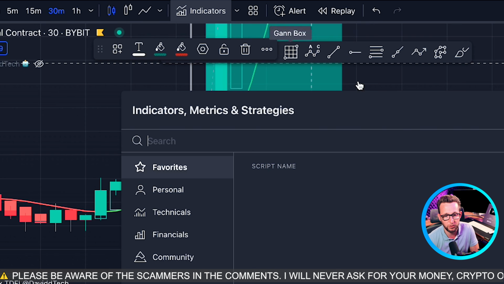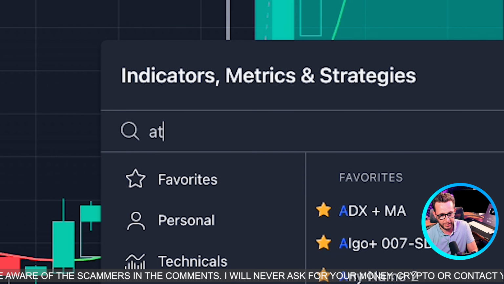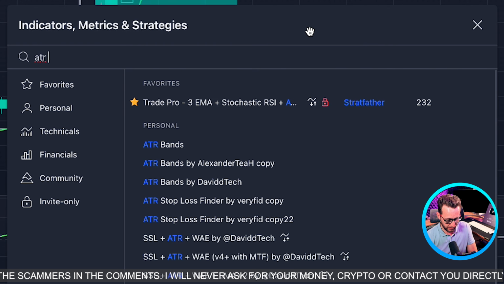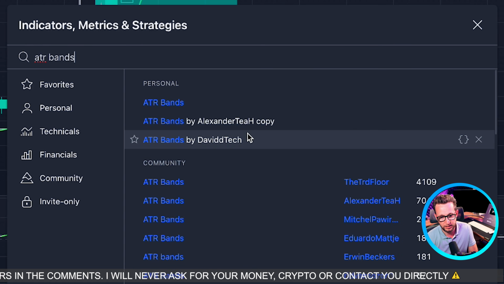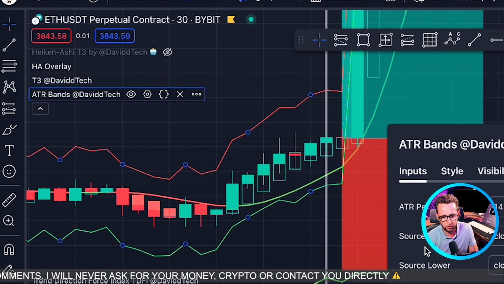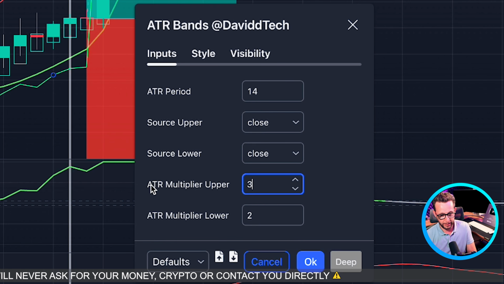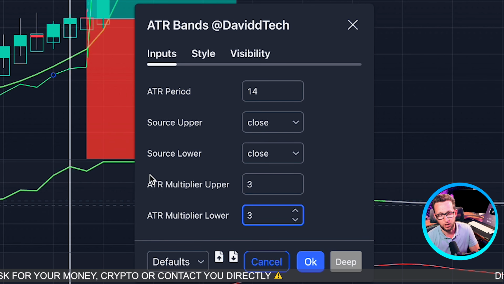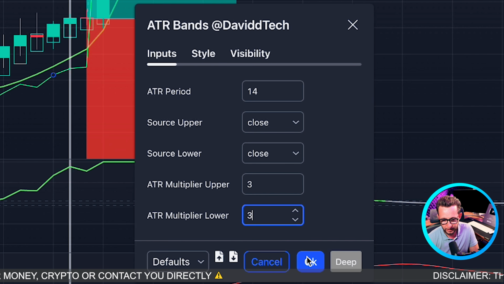Let's add a stop loss and take profit indicator. We're going to use the ATR today. The ATR bands by David Tech just here. We're going to go to the ATR bands, the cog button here, and we're actually going to be using a 3 upper bands and lower bands multiplier today. That's going to give us a little bit more wiggle room, which is great.